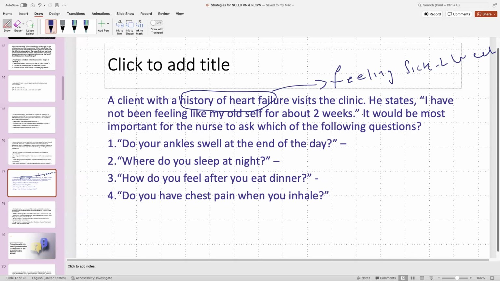Now, what is the question? It would be most important for the nurse to ask which of the following. So, what are you going to ask? So, a heart failure patient is getting sick, which means that a heart failure patient is getting an exacerbation of heart failure. Okay, exacerbation of heart failure. All right. Now, what is a classical sign of heart failure?